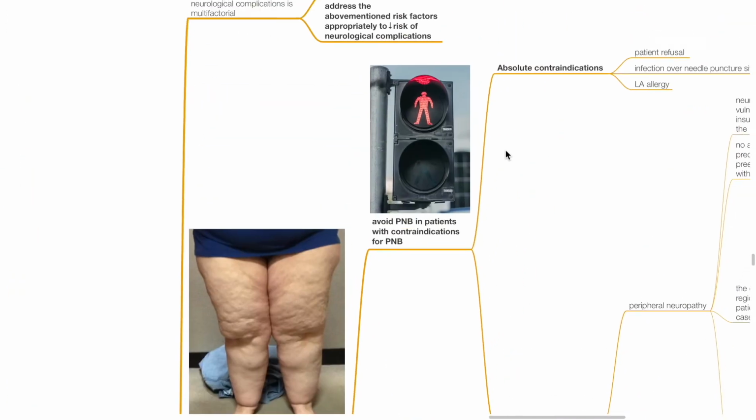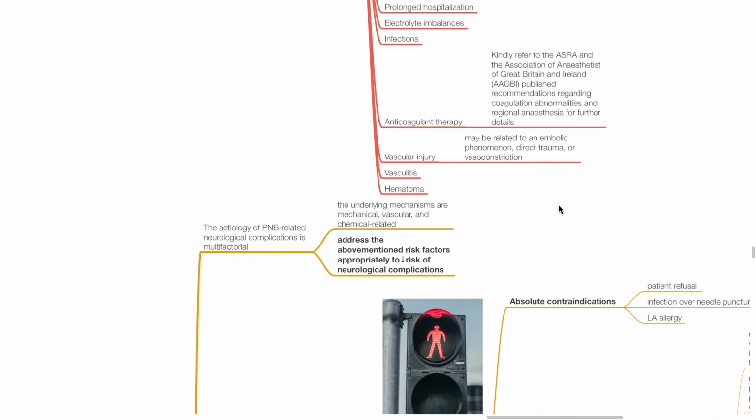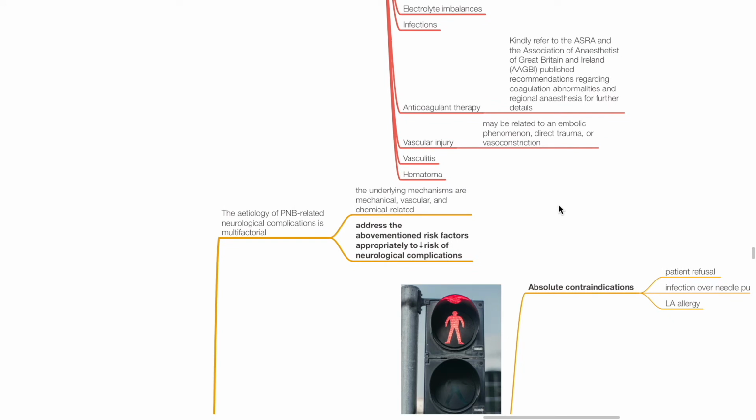What are the ways to reduce the risk of nerve injury during peripheral nerve blocks? The etiology of PNB-related neurological complications is multifactorial. The above-mentioned risk factors should be addressed appropriately to reduce the risk of neurological complications.